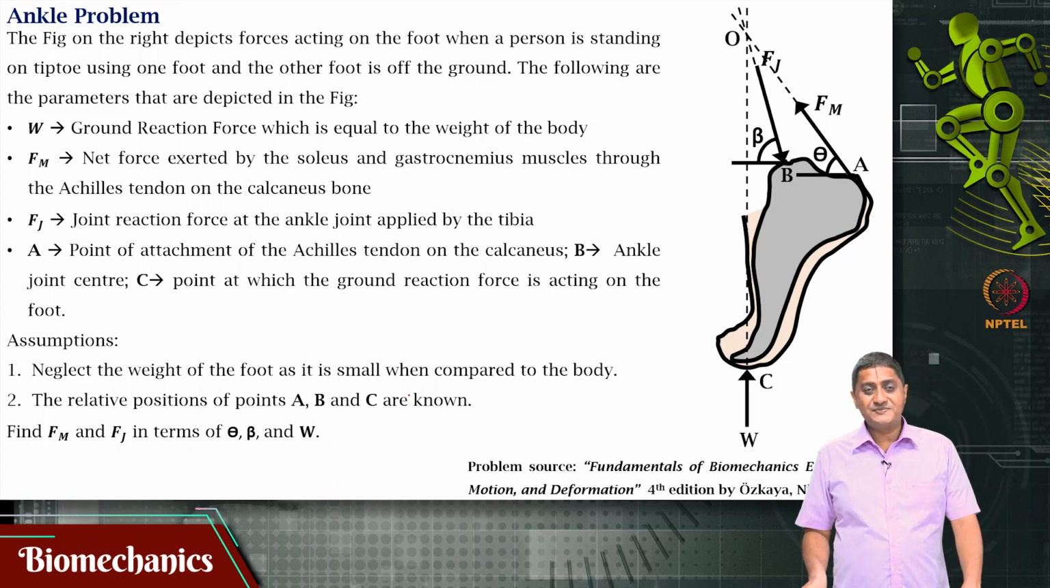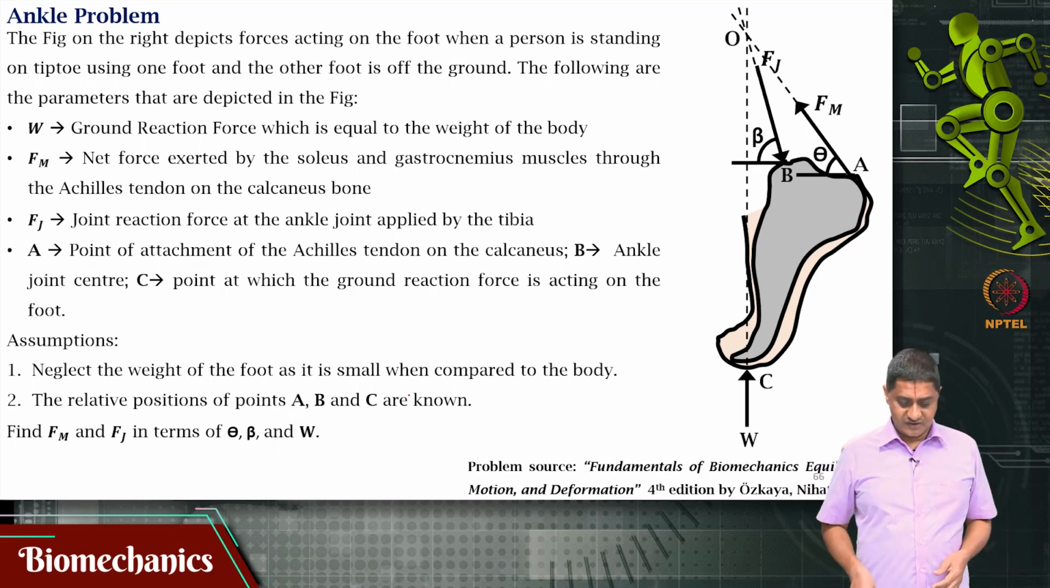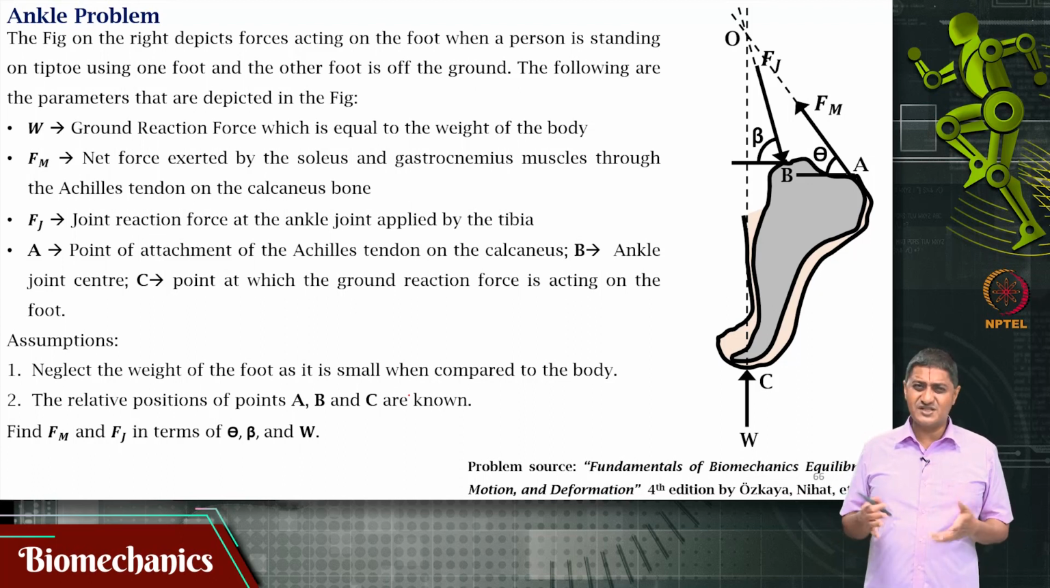Capital A is the point of attachment of the Achilles tendon to the calcaneus bone. Capital B is the point at which the talocrural joint is located or the joint center. Capital C is the point at which the foot is contacting the ground, or the point at which ground reaction force is acting on the foot. Some assumptions are also given for us. Neglect the weight of the foot because it is very small when compared with the weight of the body. The relative positions of the points A, B, C are already known.